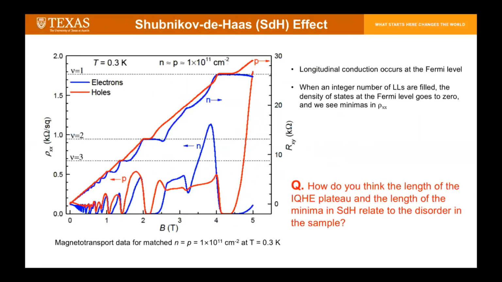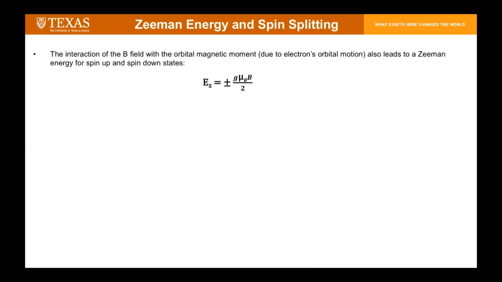Okay, so just a last couple of slides now. I want to talk a little bit about Zeeman energy. I'm sure Dr. Incorvia has explained this concept in her class at some point. So when you apply a B field, then the B field also interacts with the orbital magnetic moment of the electrons, right? And you have a Zeeman energy corresponding to that. So the Zeeman energy is given by this, and it's the Zeeman energy for spin up and spin down states.